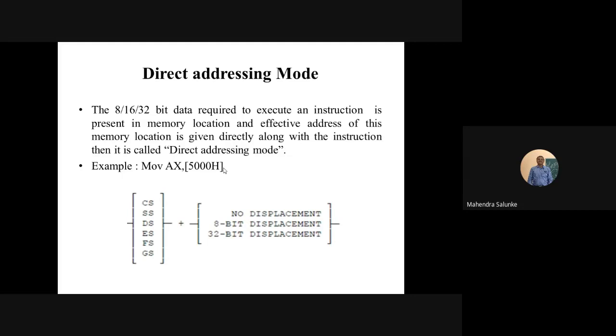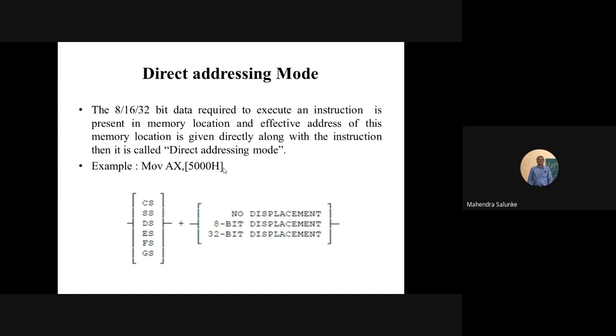Many students are confused with this explanation. If I ask someone, how will you explain this instruction? Can anyone answer? How will you explain MOV AX, [5000H]? You can try it. Student: Sir, the value from 5000H we will move into AX. Very correct. The value stored at address 5000 will be moved into the AX register.